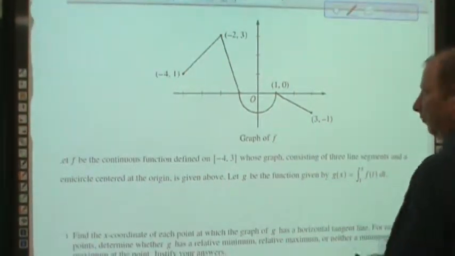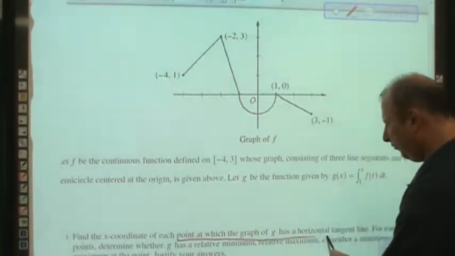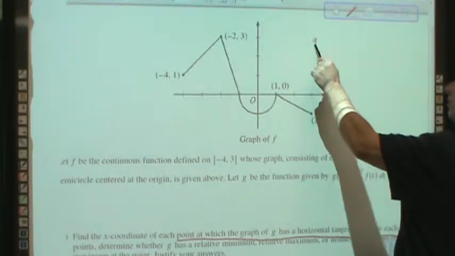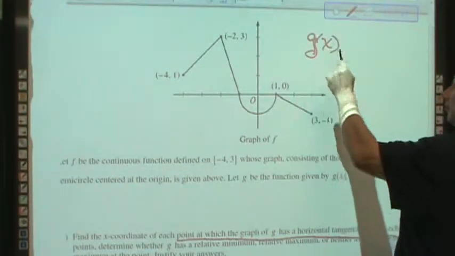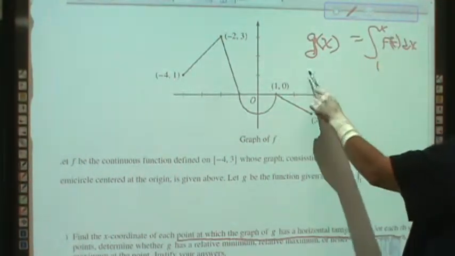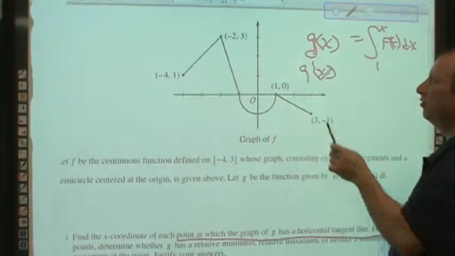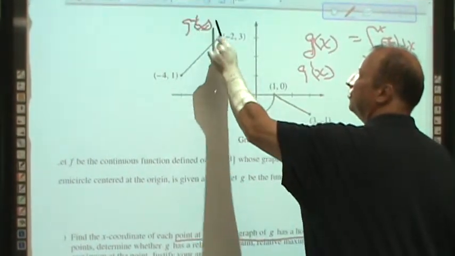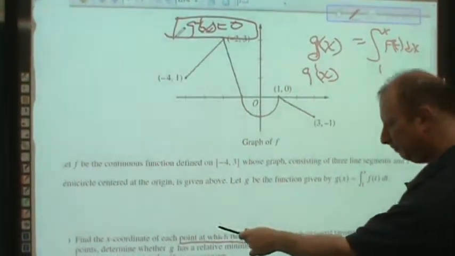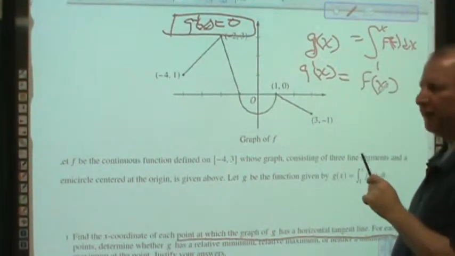Okay, next part. Find the x-coordinate of each point at which the graph of g has a horizontal tangent line. Let's continue with what we have. g of x is equal to the integral from 1 to x of f of t dt. Because we want to know when g prime of x is equal to 0, the horizontal line, we're left with f of x. So we're going to look at where f of x is equal to 0.